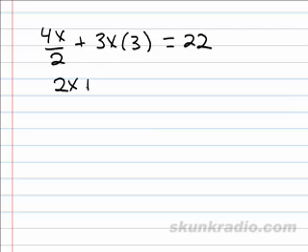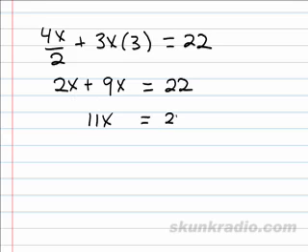Let's start writing the rest of the equation. Plus, and we can actually do this step also. 3x times 3 is 9x. And finally, let's just write the rest of it as it is, equals 22. Now we can combine these terms, so 2x plus 9x is going to become 11x equals 22.